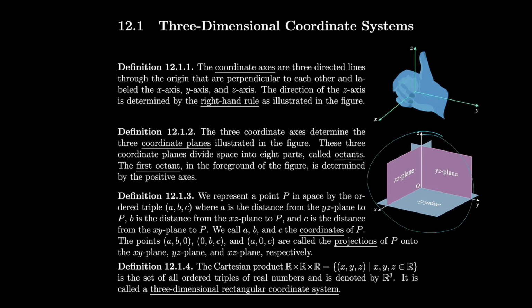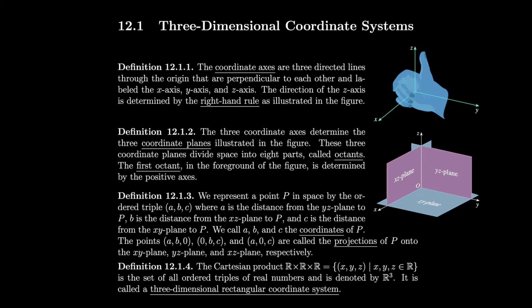So these three coordinate planes divide the space into 8 parts. So here's the closest part, one part, then there's another part behind, another part behind, another part behind, and then underneath there's another 4 parts underneath the xy plane. So these parts are called octants, kind of like your quadrant, but because there's 8 of them, we call them octants. And the first octant is this one in the foreground, the closest one to you, and it's determined by the positive axes.